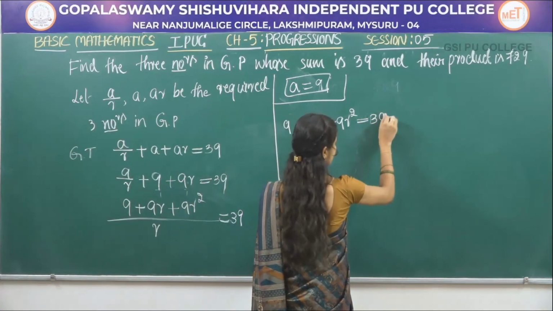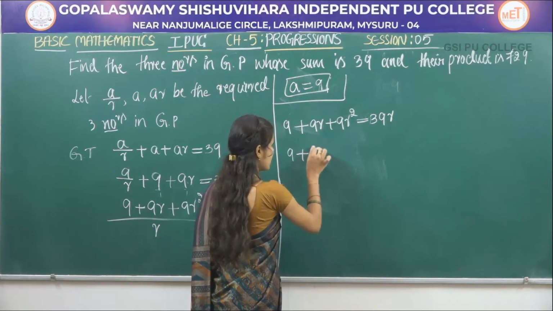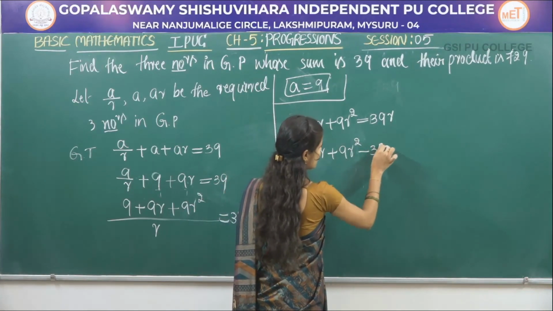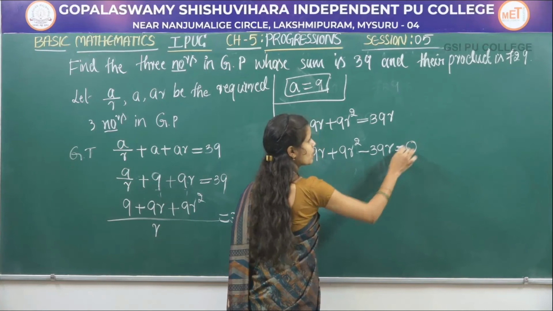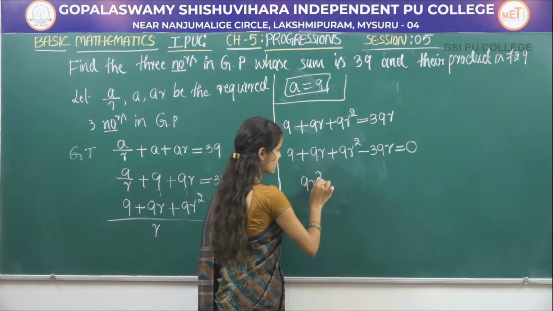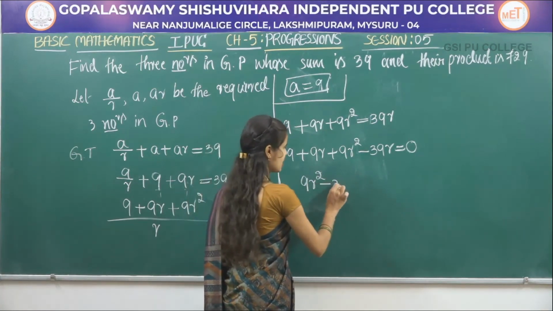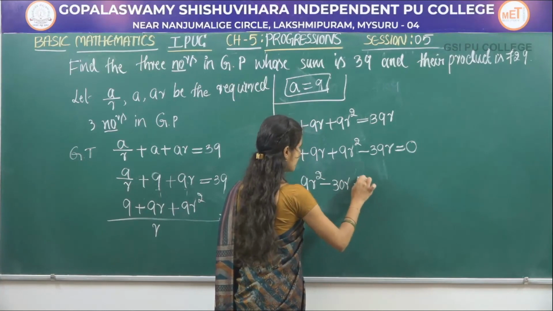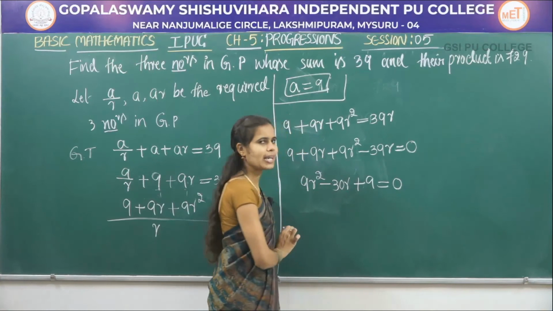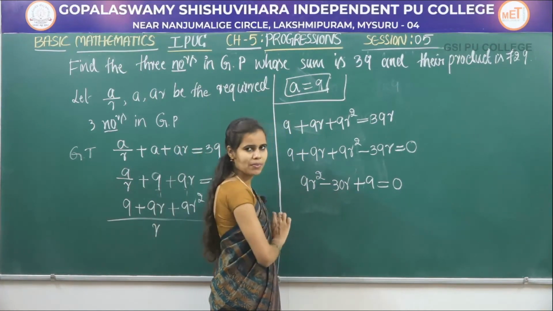Take this term to the left side. Here we get 9 plus 9r plus 9r square minus 39r is equal to 0. Next write it in order. First 9r square, then 9r minus 39r is minus 30r, plus 9 is equal to 0. So here we get a quadratic equation. By splitting the middle term, let us find the value of r.